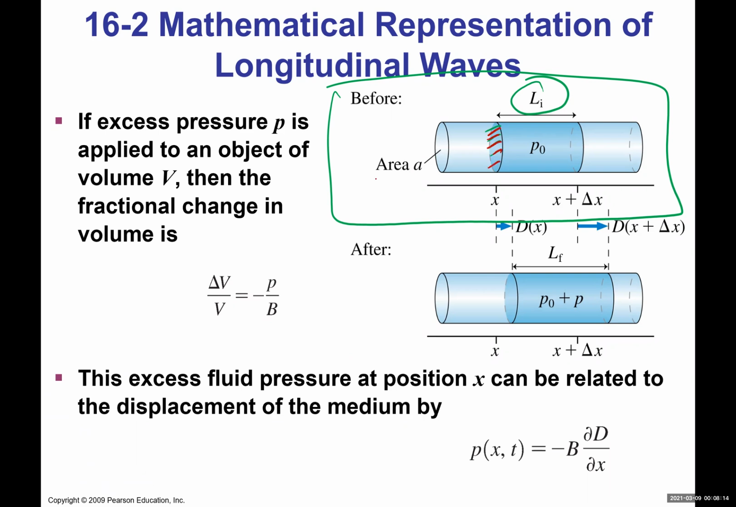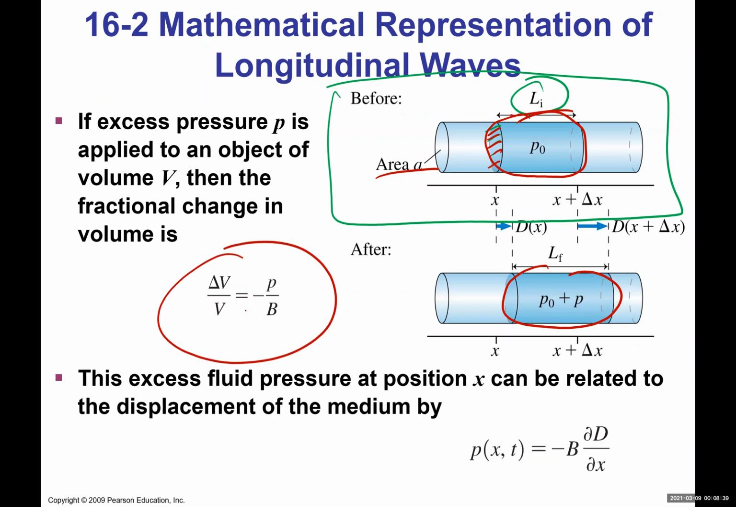So let's say the area of interest. So you have area and length, and let's say this is the column of concentrated air, let's say the fluid that we're considering. So let's say that's the crest, for example, and then it moves as a function of time and position. So one thing we have here is this equation where the change in volume over the volume equals negative of the pressure over B, which is the bulk modulus.